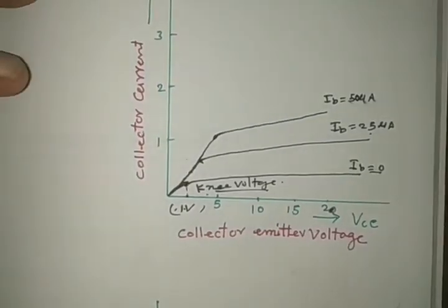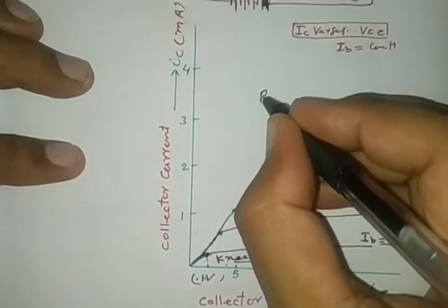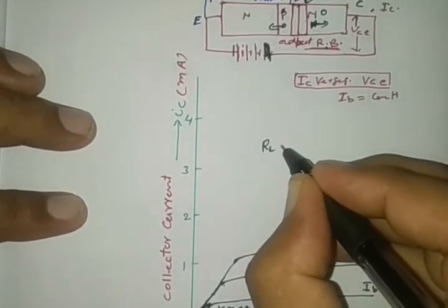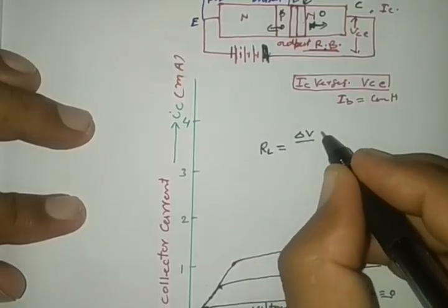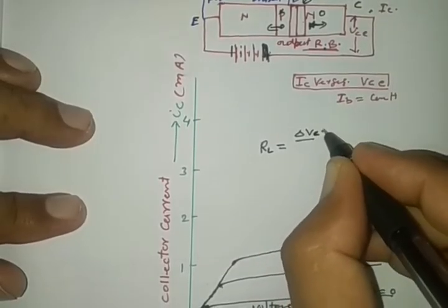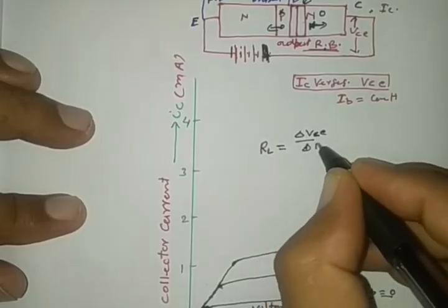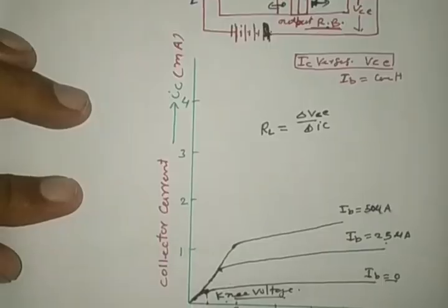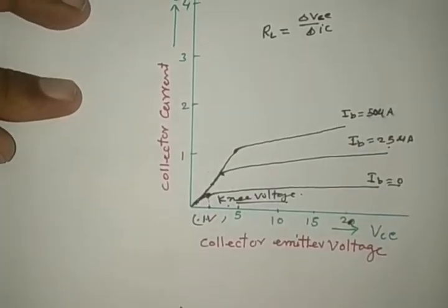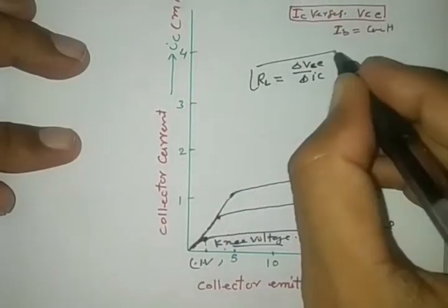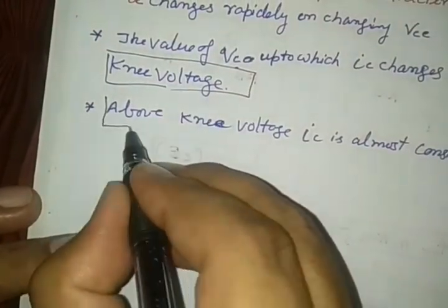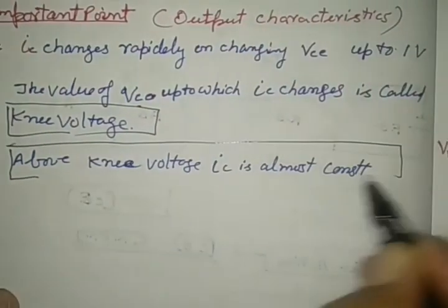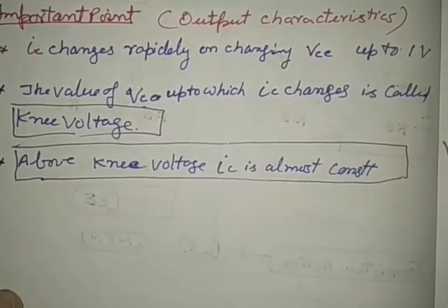So this voltage is called the knee voltage. The output resistance, also called load resistance, from the output characteristic, is the change in output voltage VCE divided by the change in output current. It is obtained here; otherwise it becomes constant, right? The resistance becomes constant under the knee voltage. And the important point is that after the knee voltage, IC is almost constant.